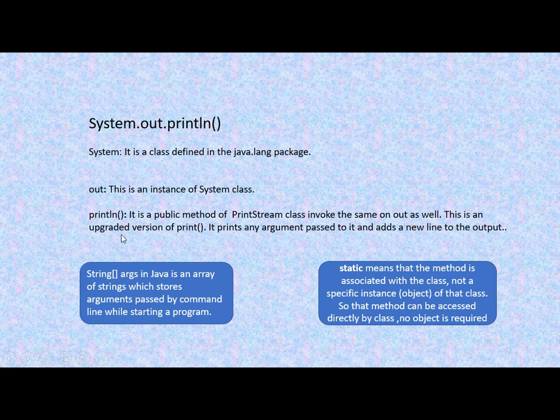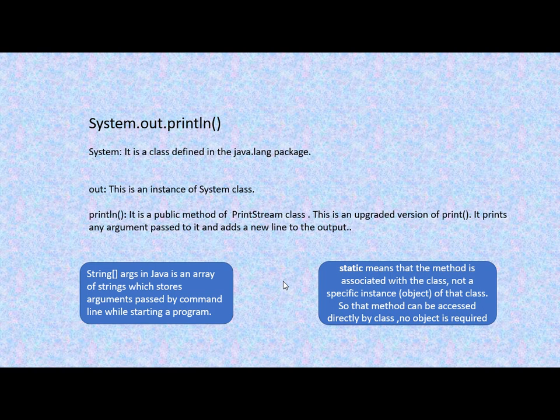This is an upgraded version of print. It prints any argument passed to it and adds a new line to the output. So whatever we pass as an argument to it will be printed on the screen, and you can see the output in the next line. Then here you have the definition or some meaning of String args and static, which if you want you can go through by pausing the video.